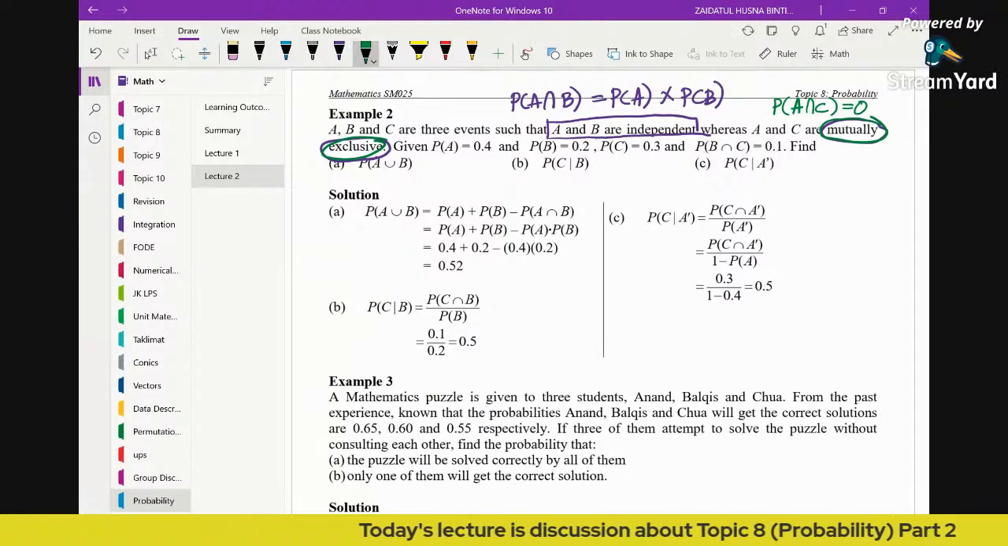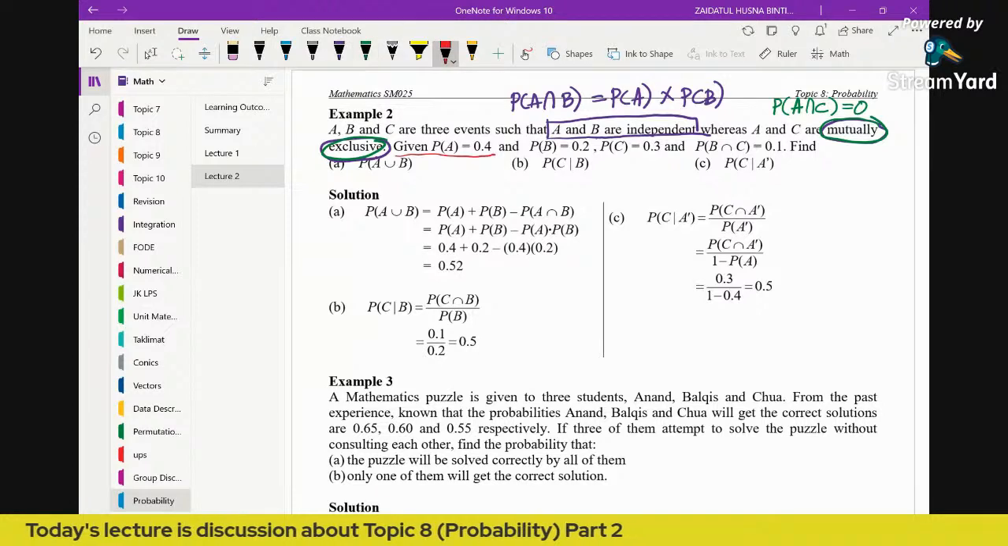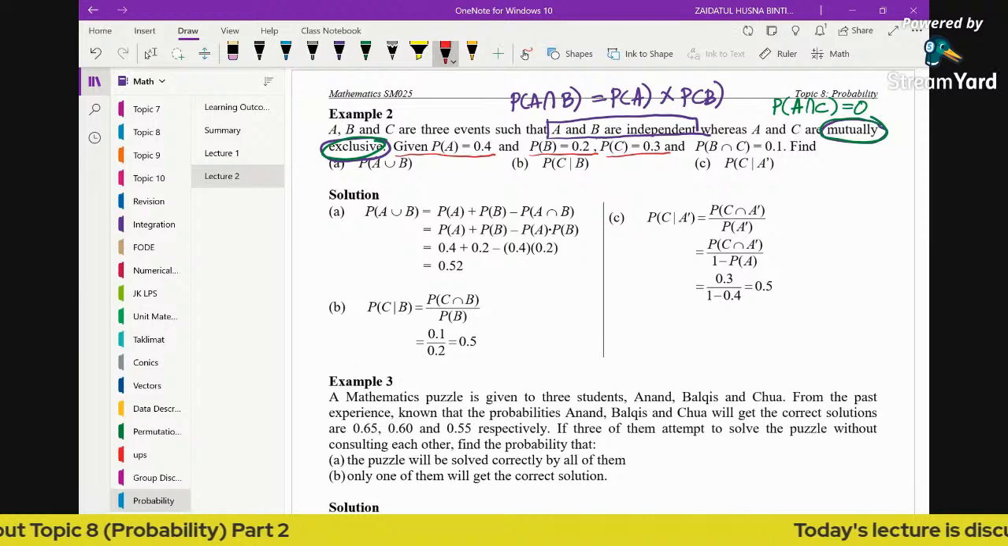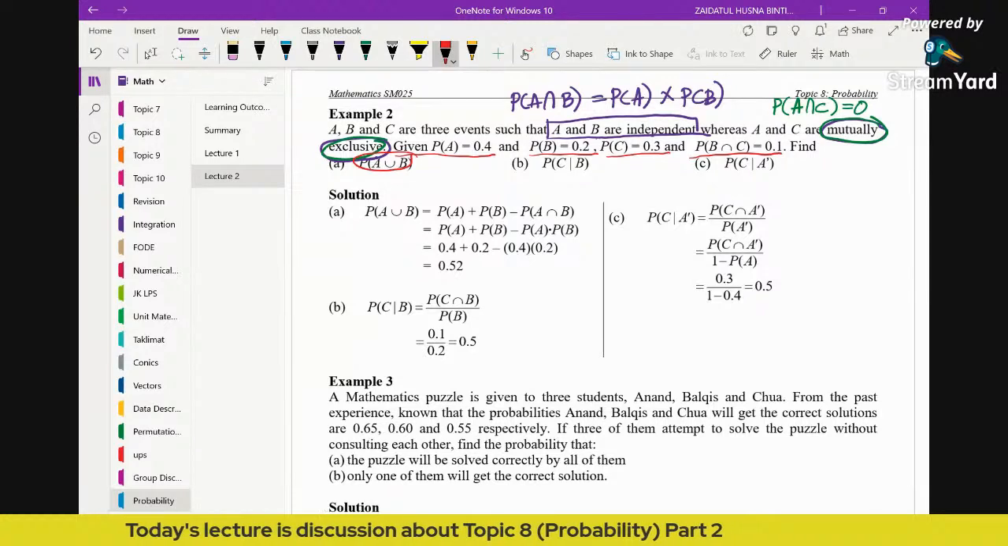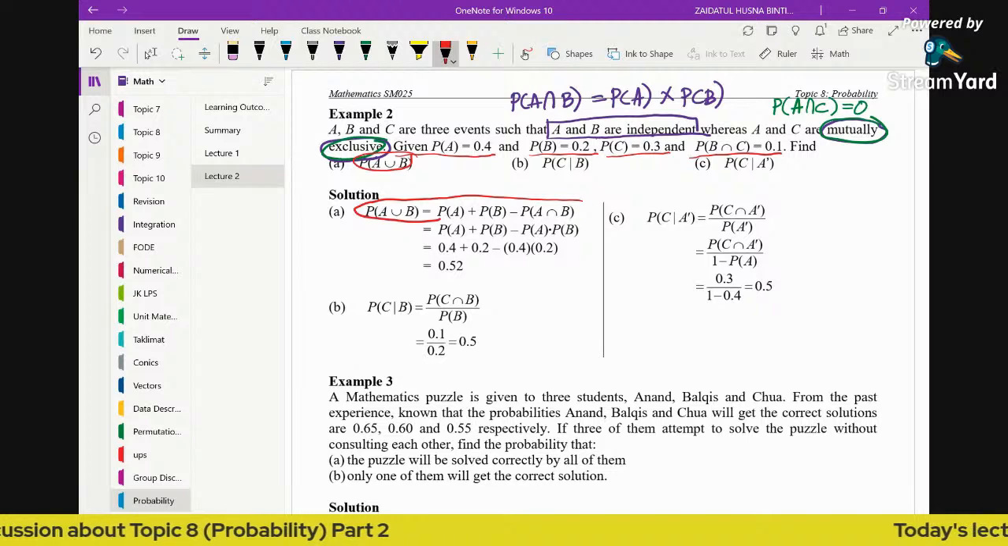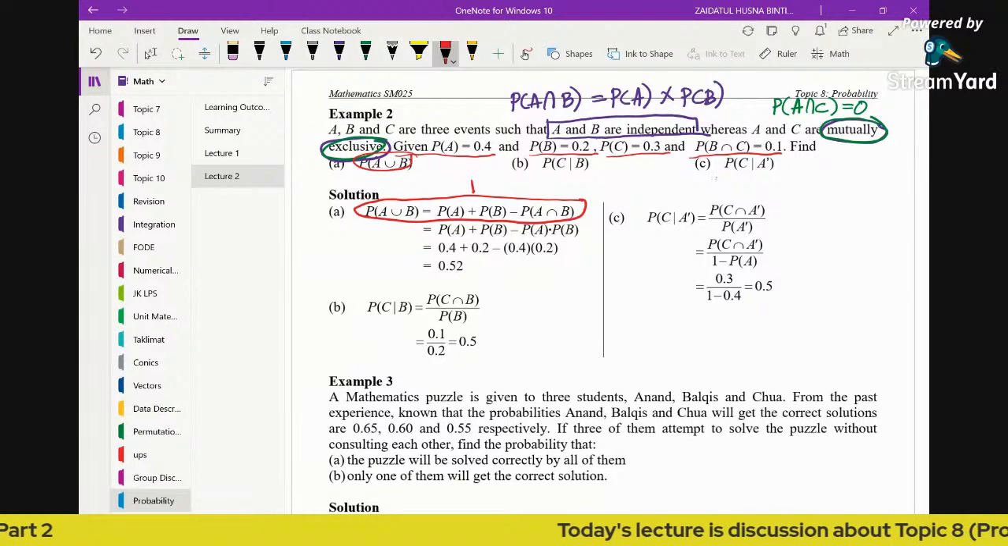Now we are given P(A) equals 0.4, P(B) equals 0.2, P(C) equals 0.3, and P(B intersect C) equals 0.1. Find P(A union B). Again, in order to find union, we use the addition probability formula. So this is the addition probability formula.